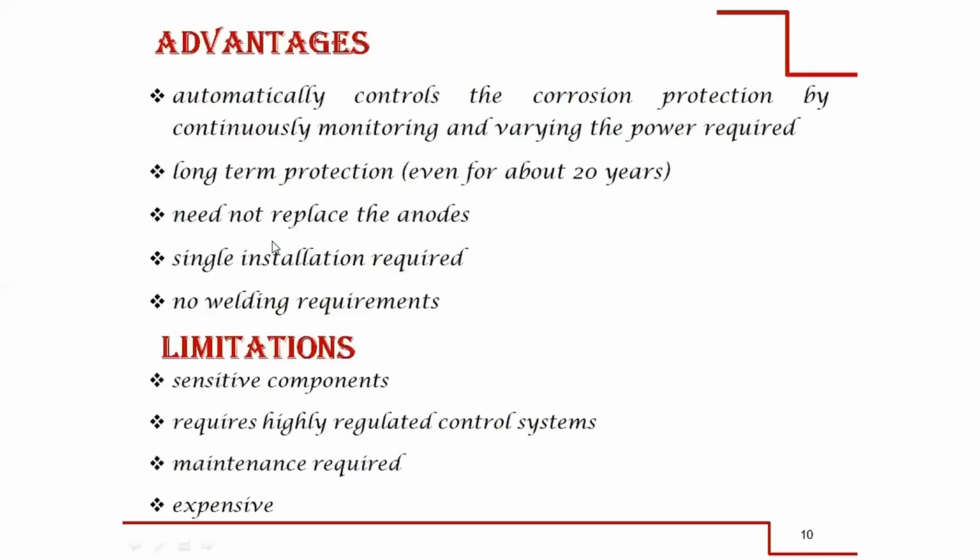Why is it expensive? Because we are using a power supply. We need to supply a power source externally, more than the corrosion current. That's why this system becomes expensive. So these are the advantages and limitations of the impressed current method. I think now we are able to distinguish between the sacrificial anode method and the impressed current method.